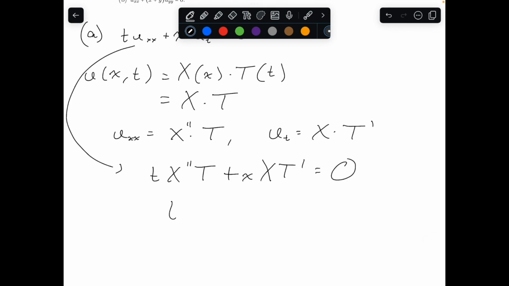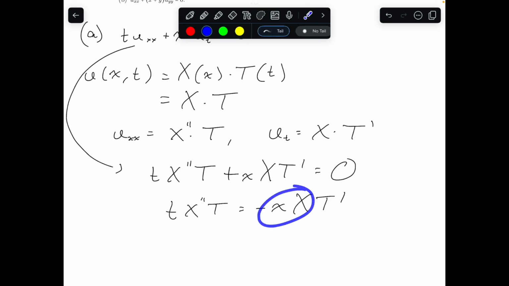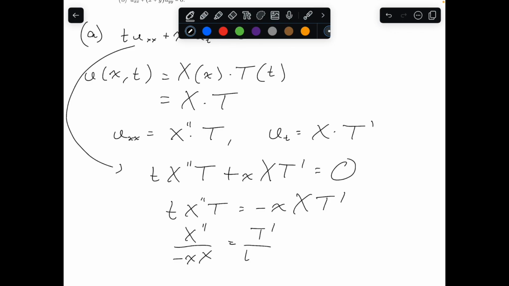And now we'll separate the variables if we can. So let's bring this term to the right. And then we'll divide by the x terms on both sides, and then divide by the t terms on both sides. So this becomes X double prime over negative little x capital X equals T prime over little t capital T.